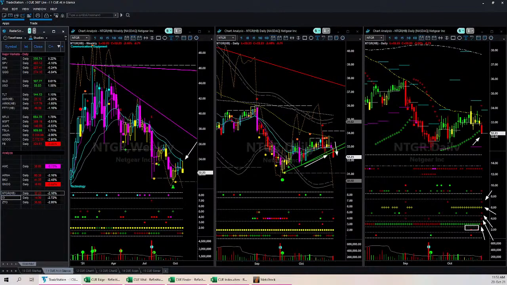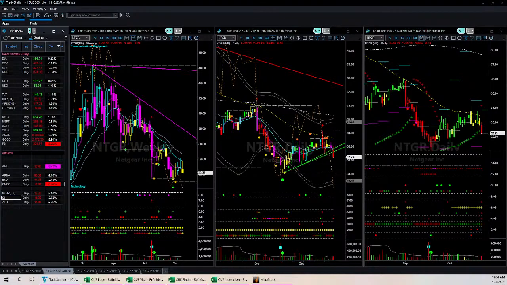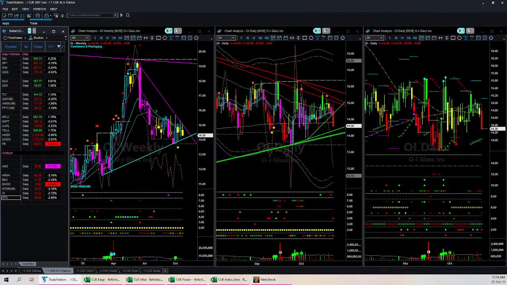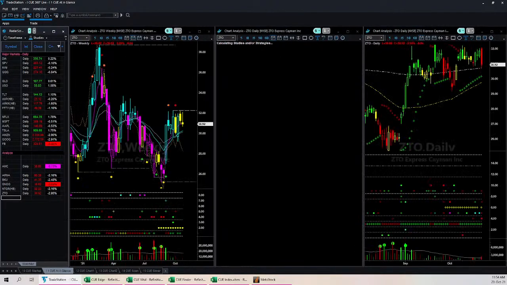We also had ice hole failure 2 times in recent days. Ice hole failure, that is also a bearish signal. So NTGR is also giving a breakdown short setup. Keep that. Next OI has trend line support in both weekly daily nearby, not going to short, and ZDO.